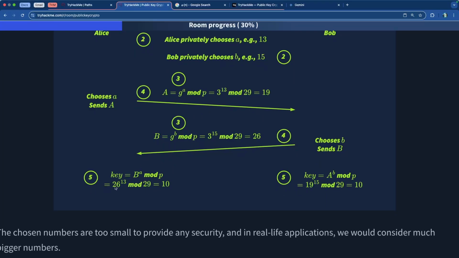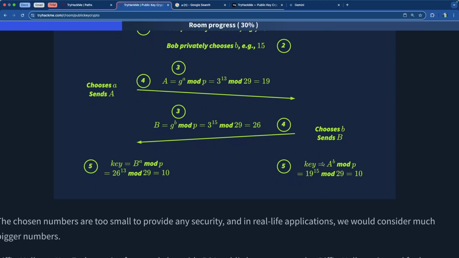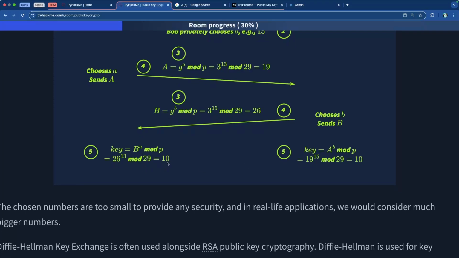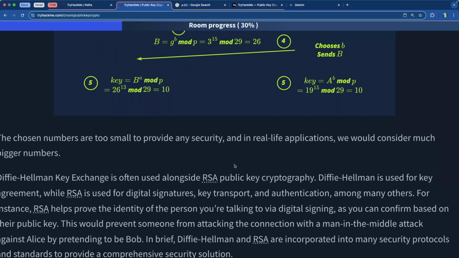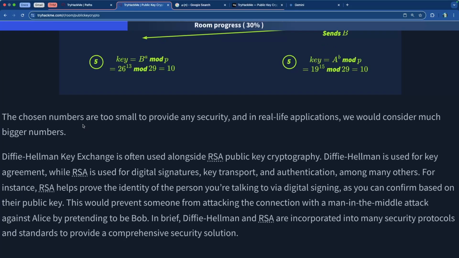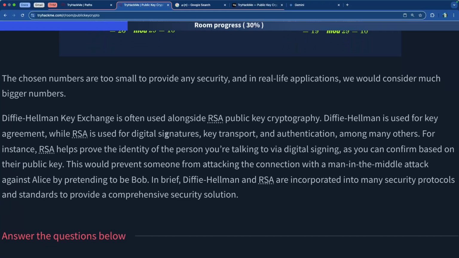And the key would be to use this calculation to break it down, and it's essentially using their private keys along with whatever the common data was to end up with the same number at the end, which is their public keys, which ends up helping them figure out their private keys. So the chosen numbers are too small to provide any security, and in real life applications we would consider much bigger numbers.